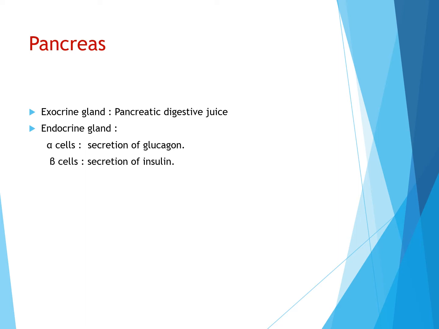Now, functionally, insulin helps to reduce the blood sugar levels. However, another hormone secreted from the same pancreatic gland, glucagon, helps to increase the blood sugar level. So the alpha cells, they secrete glucagon, and its function is to increase the blood sugar level, and the beta cells of the pancreas secrete insulin, and the function is to reduce the blood sugar level.